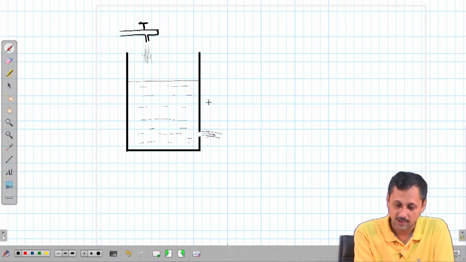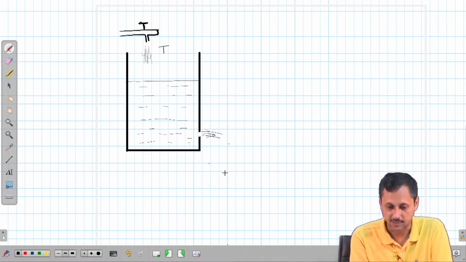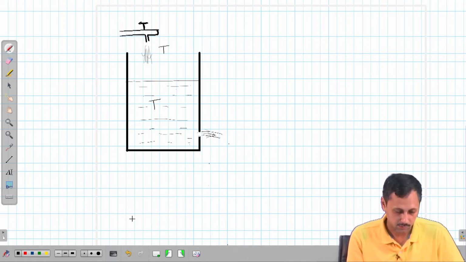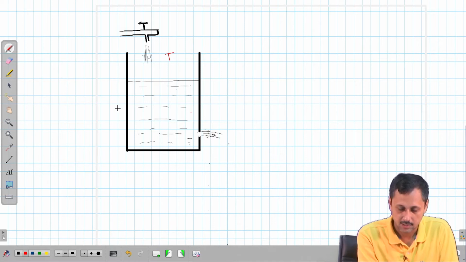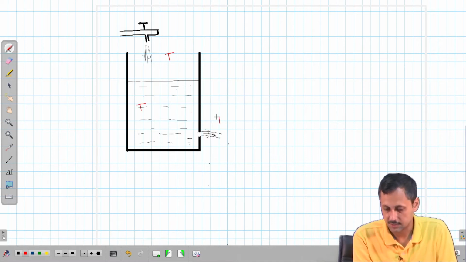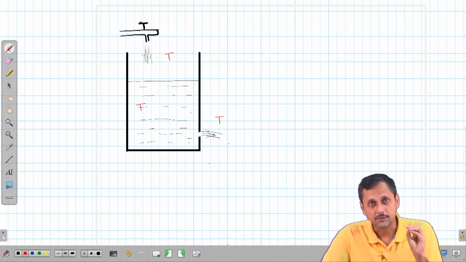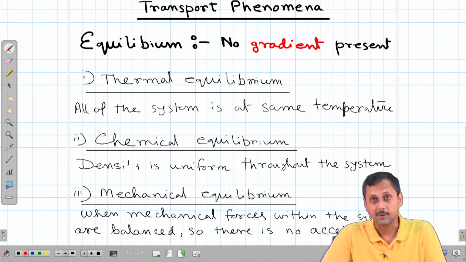And then this entire system will after some time be at equal temperature. The temperature of the water that is coming in, the temperature here, and the temperature of the water that is going out, these are all in perfect thermal equilibrium. But that is not all. Equilibrium means we also have to have chemical equilibrium and mechanical equilibrium.